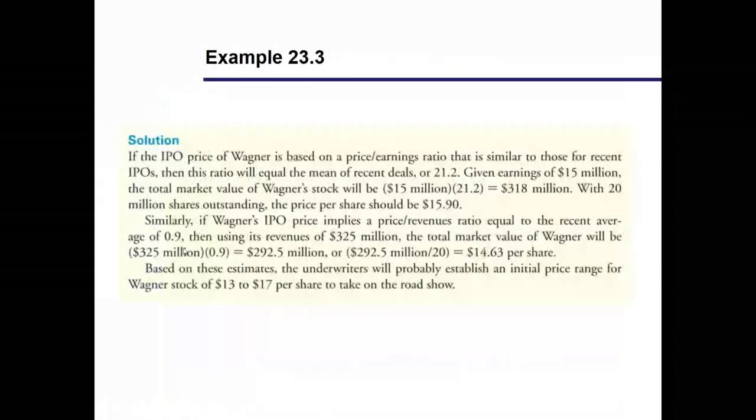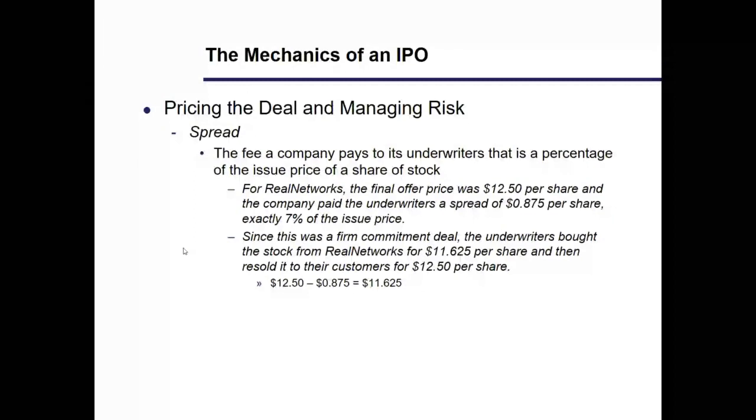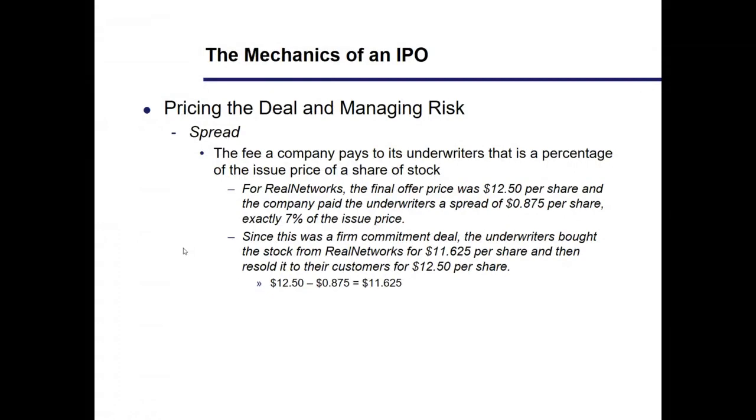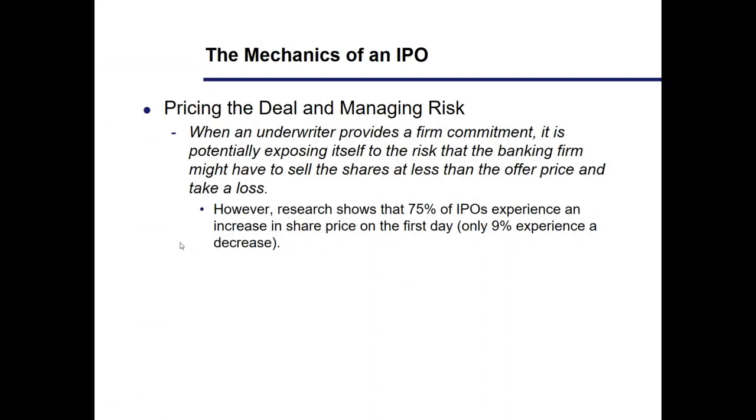All right. Pricing the deal and managing risk. Since the underwriter takes a risk to sell the shares, if they agree with the existing shareholder to sell, therefore they want to ensure that they are able to sell. If they have already provided those commitments, it is potentially exposing itself to the risk that the banker firm might have to sell shares at less than the offer price and take a loss.